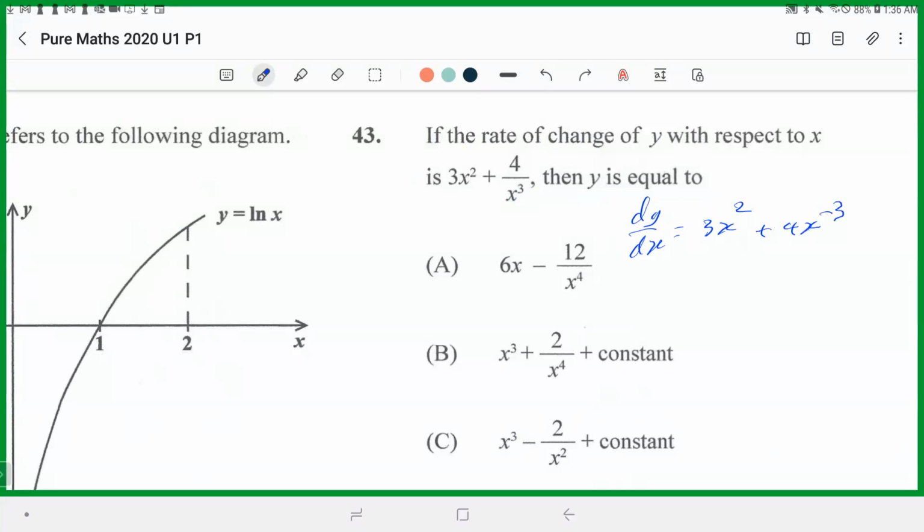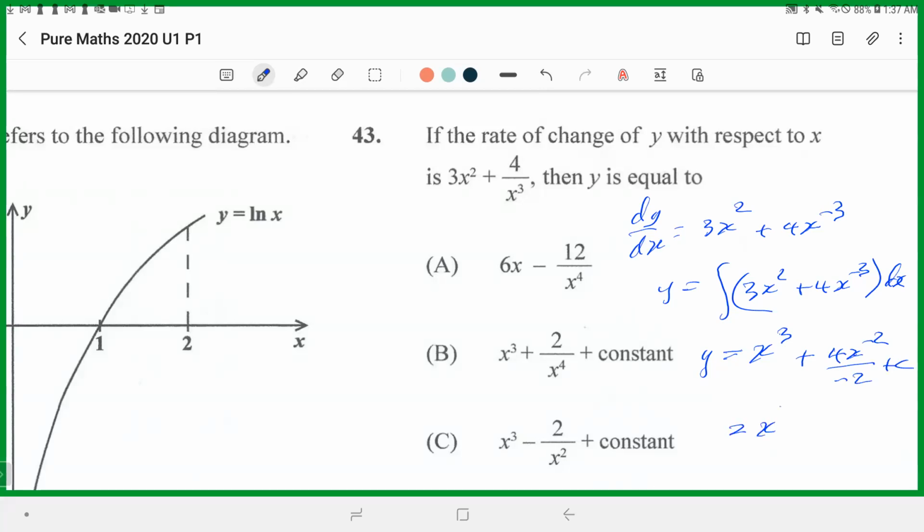Then y, what do we have to do? We have to integrate to get y. So y equals the integral of 3x squared plus 4x to the minus 3 dx. Integrating now, it's going to give us x cubed. Then I add 1 to the power, negative 3 plus 1 gives negative 2. So we get 4x to the minus 2 divided by the new power of negative 2, and you add c. So it's x cubed, minus 2 over x squared.